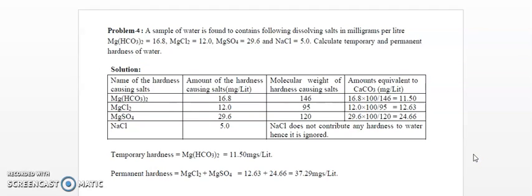Likewise, problem 4. In any calculation, we have to calculate the amount equivalent to calcium carbonate for all types of impurities present in the sample water or hard water.